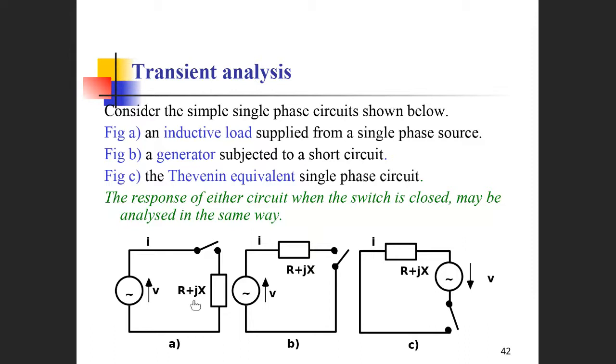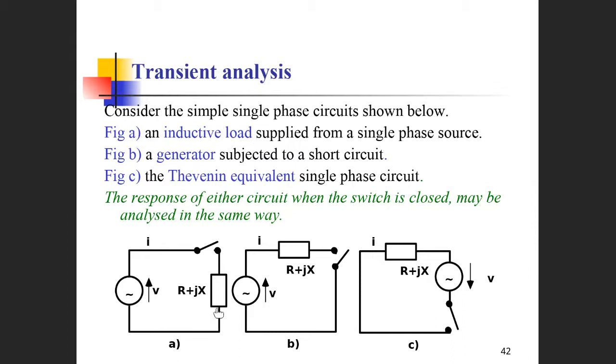Now, in practice, we have several transient phenomena. Suppose that we have the A, B, C drawings here. The short circuit points occurred at different places. Consider a simple case in figure A, an inductive load.